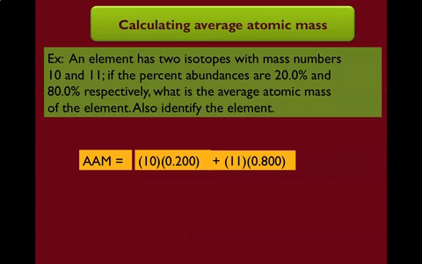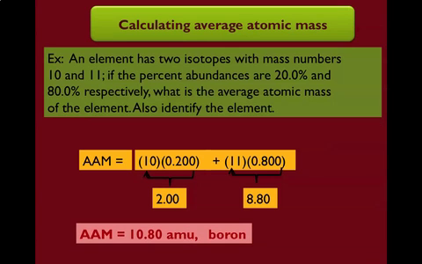Then we add the next one. So we have the next mass number and the next percentage. So 11 and then 80% becomes 0.80. Okay, so we're going to work that out. That becomes 2, and that becomes 8.8. And we're still going to add, and we get 10.80.